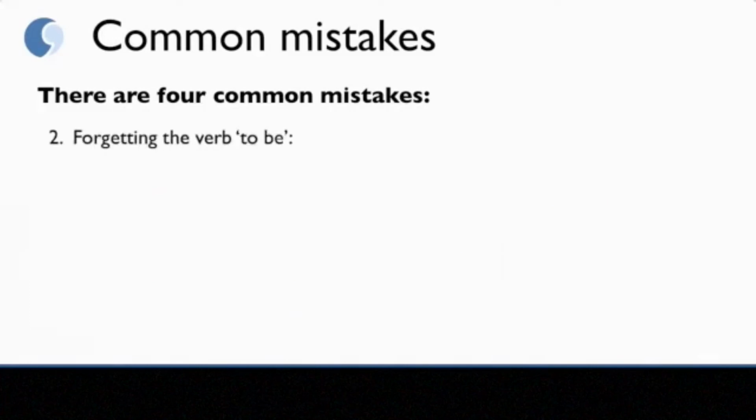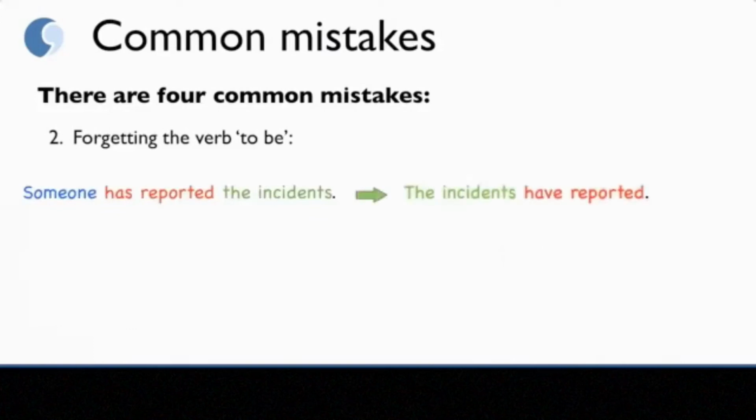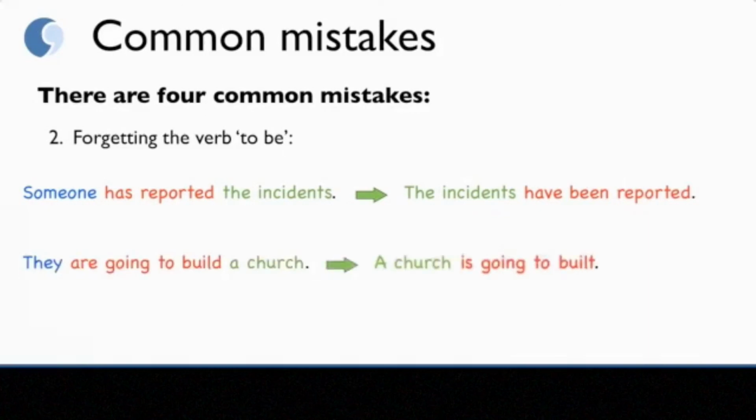The second common mistake, forgetting the verb to be. Someone has reported the incidents. The incidents have reported, you may see here. The incidents have been reported should be. They're going to build a church. A church is going to build. So the verb to be is missing. The church is going to be built.